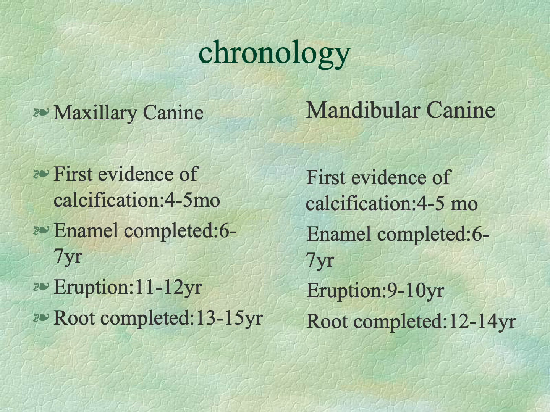The maxillary canine starts to calcify between 4 and 5 months of the baby's life, at the same time as the mandibular canine starts to calcify. The enamel is completed in both teeth between 6 and 7 years. The maxillary erupts after the mandibular, almost 11 to 12 years. The mandibular erupts around 9 to 10 years. Accordingly, the root of the mandibular is completed at 12 to 14, and the root of the maxillary is completed between 13 to 15 years.